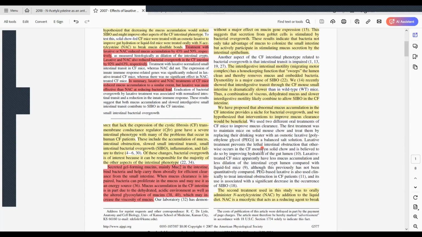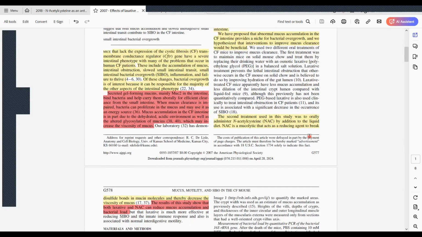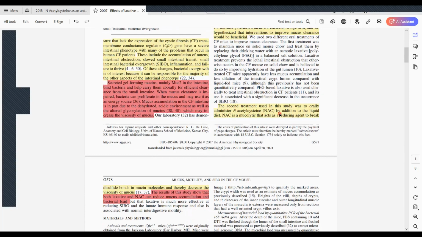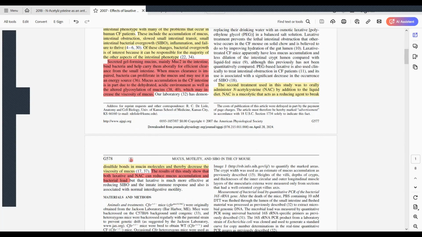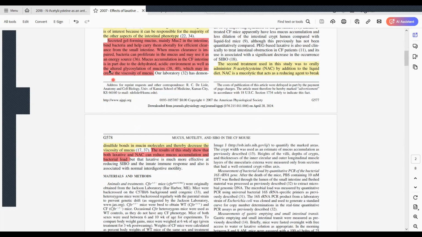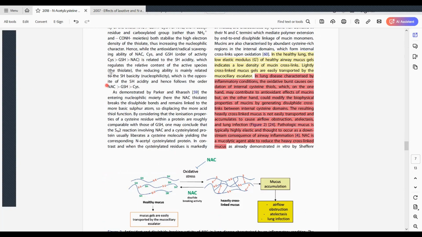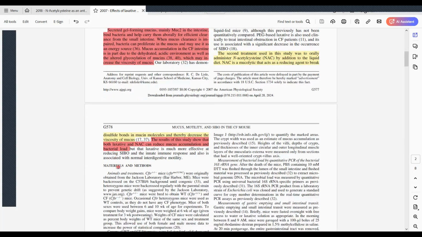So this is talking about them using the laxative. And this paragraph says, the second treatment we used in this study was oral NAC, by adding it to the liquid diet of the mice. NAC is a mucolytic that acts as a reducing agent to break disulfide bonds in mucus molecules and thereby decrease viscosity of mucus. That's what this picture was showing us in the lung study. The results of this study show that both the laxative and NAC can reduce mucus accumulation and bacterial load.